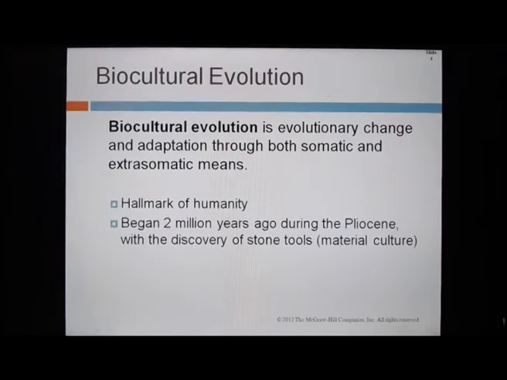Biocultural evolution is an evolutionary change and adaptation through both somatic and extrasomatic means. And I've talked about this. When we talk about genetic drives, certainly early on, behaviors were genetically controlled to some degree. But with the nervous system coming in, the nervous system's design is to interact in the environment with the information that nervous system takes in through its life. So a snake has a nervous system, but they're not going to be having conversations or building cities. They're very isolated. They're very solitary.